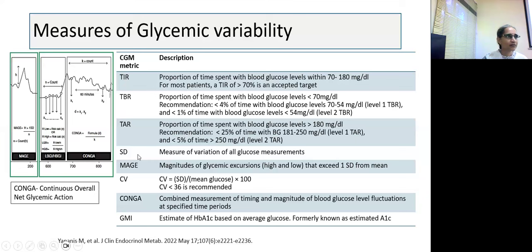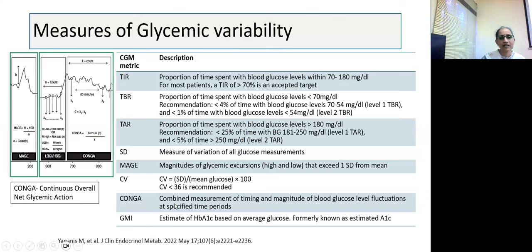But there are also other parameters which would help us fine-tune our glucose management. That is standard deviation, which is a measure of variation of all the glucose measurements. Mean amplitude of glucose excursions is the magnitude of glucose excursions which exceed one standard deviation. CV is standard deviation divided by the mean glucose. A CV less than 36% is what is recommended for a less variable glucose control.